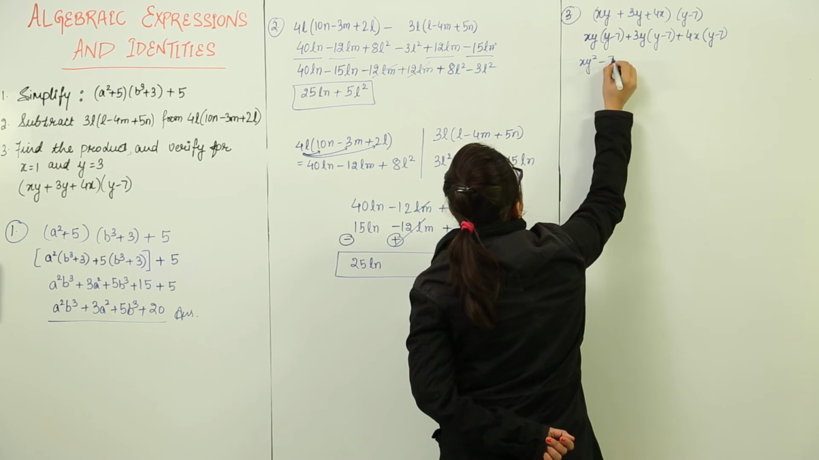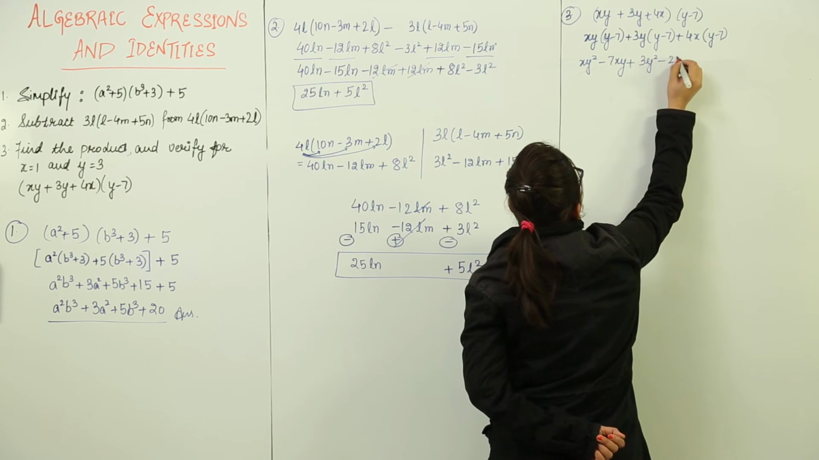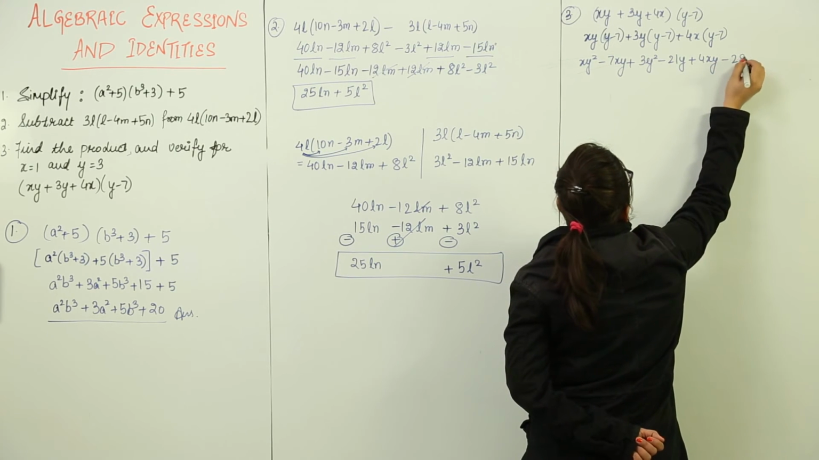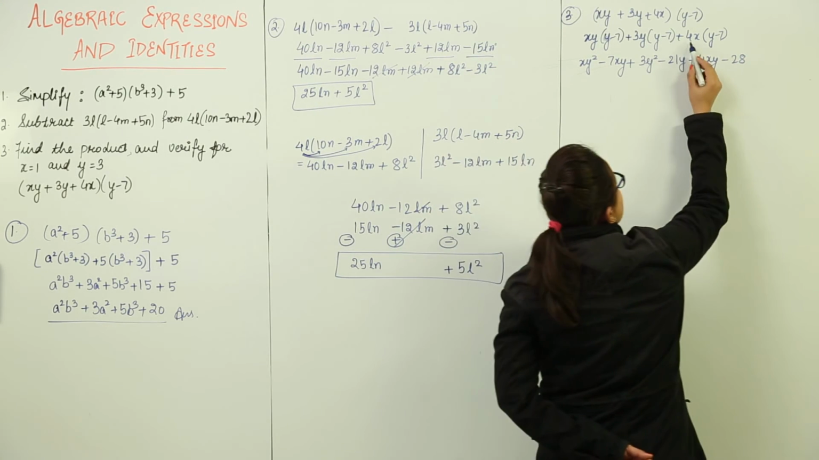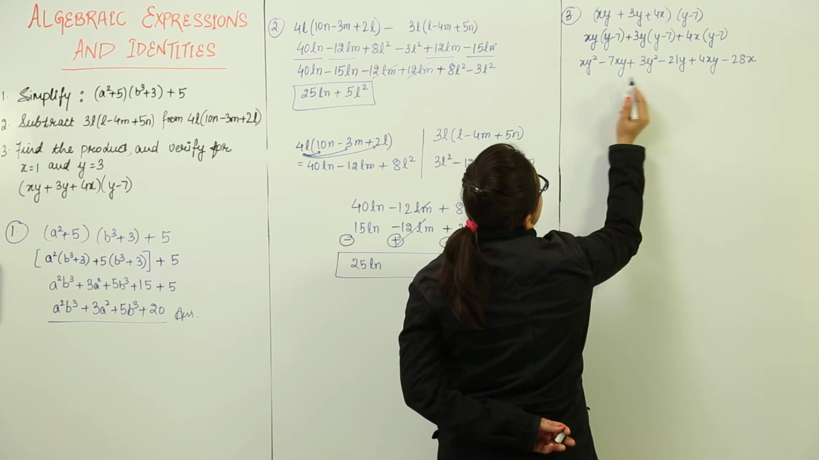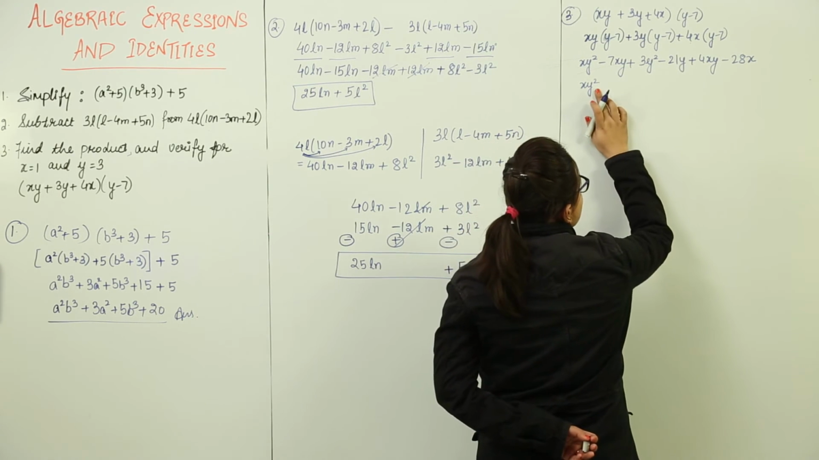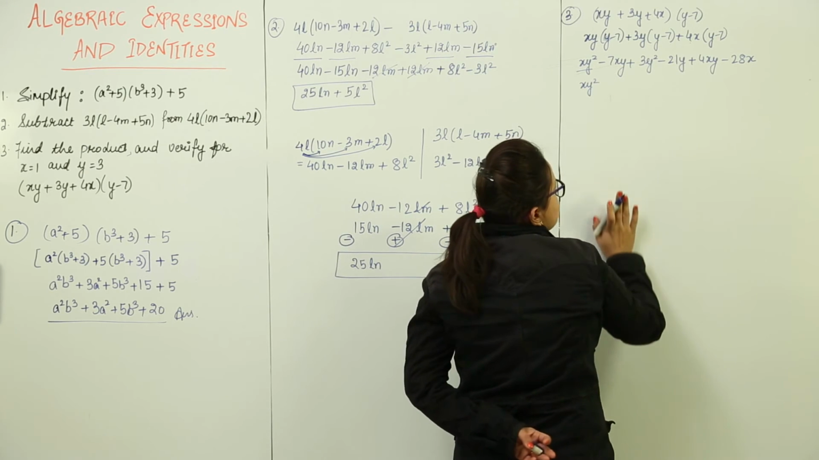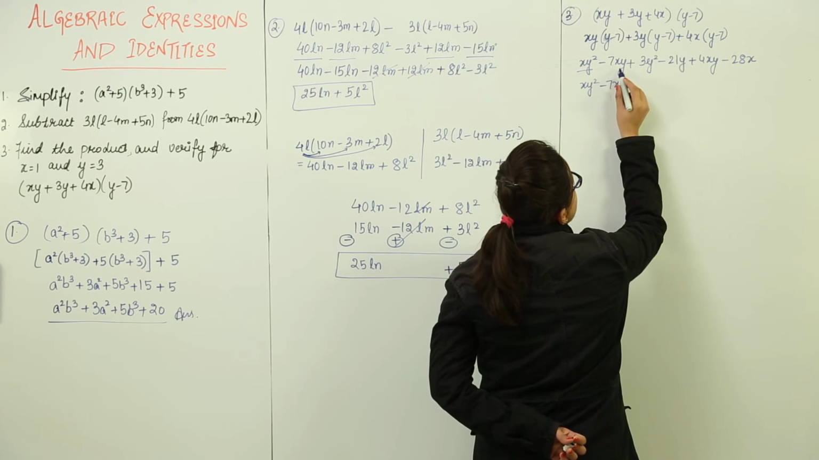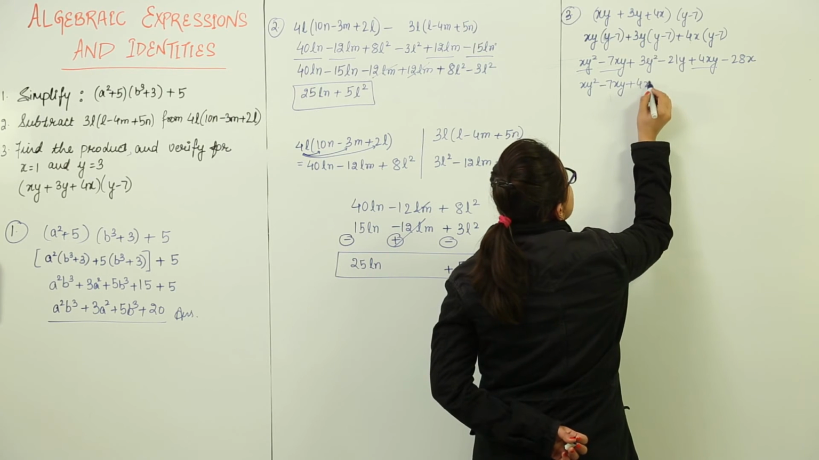xy square minus 7xy plus 3y square minus 21y plus 4xy minus 28x. See, 4x into 7 is 28x. Now, can we solve it any further? Let us group the like terms together if there are any. xy square is single only, so I have written the xy square first. Let us check for minus 7xy now. Do we have any xy term? Yes, we do have, plus 4xy. So I'll write plus 4xy.